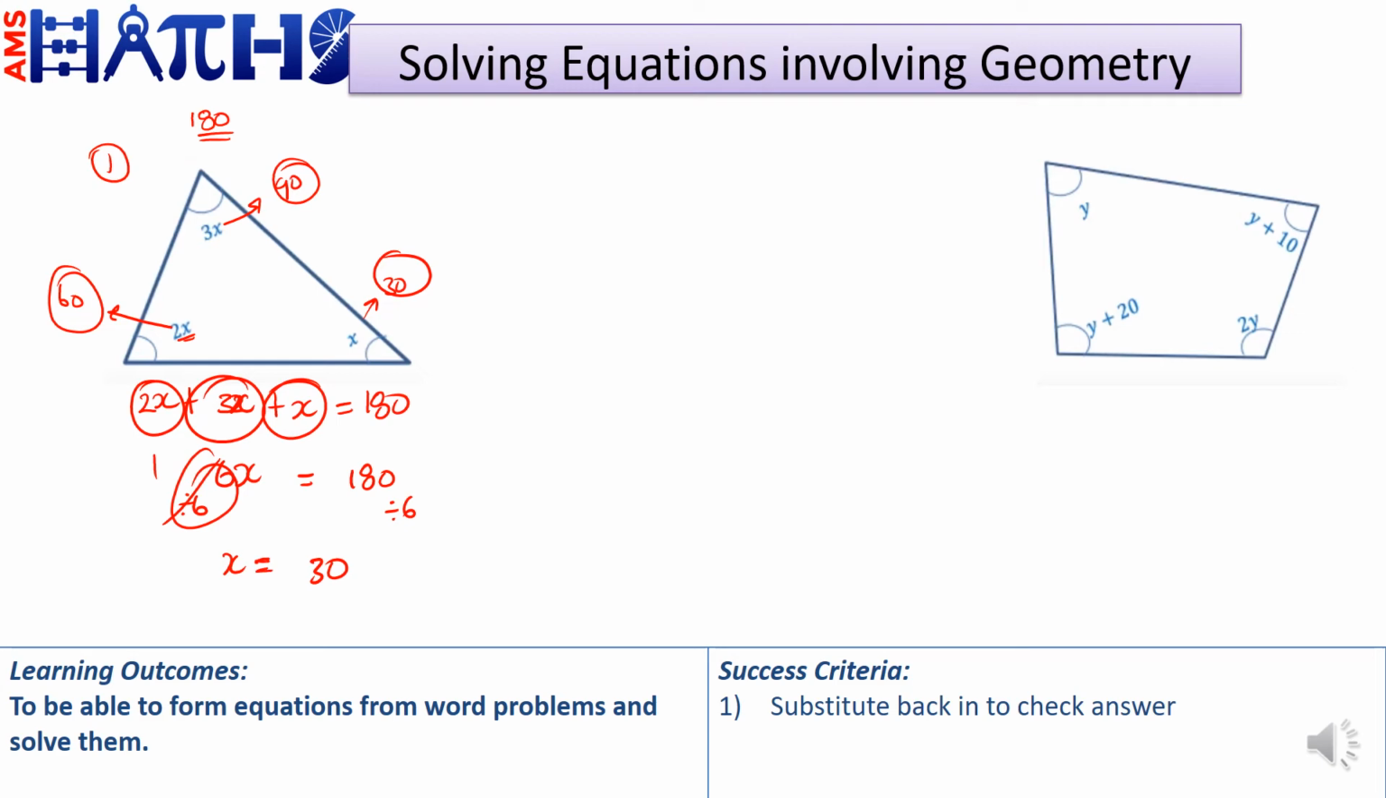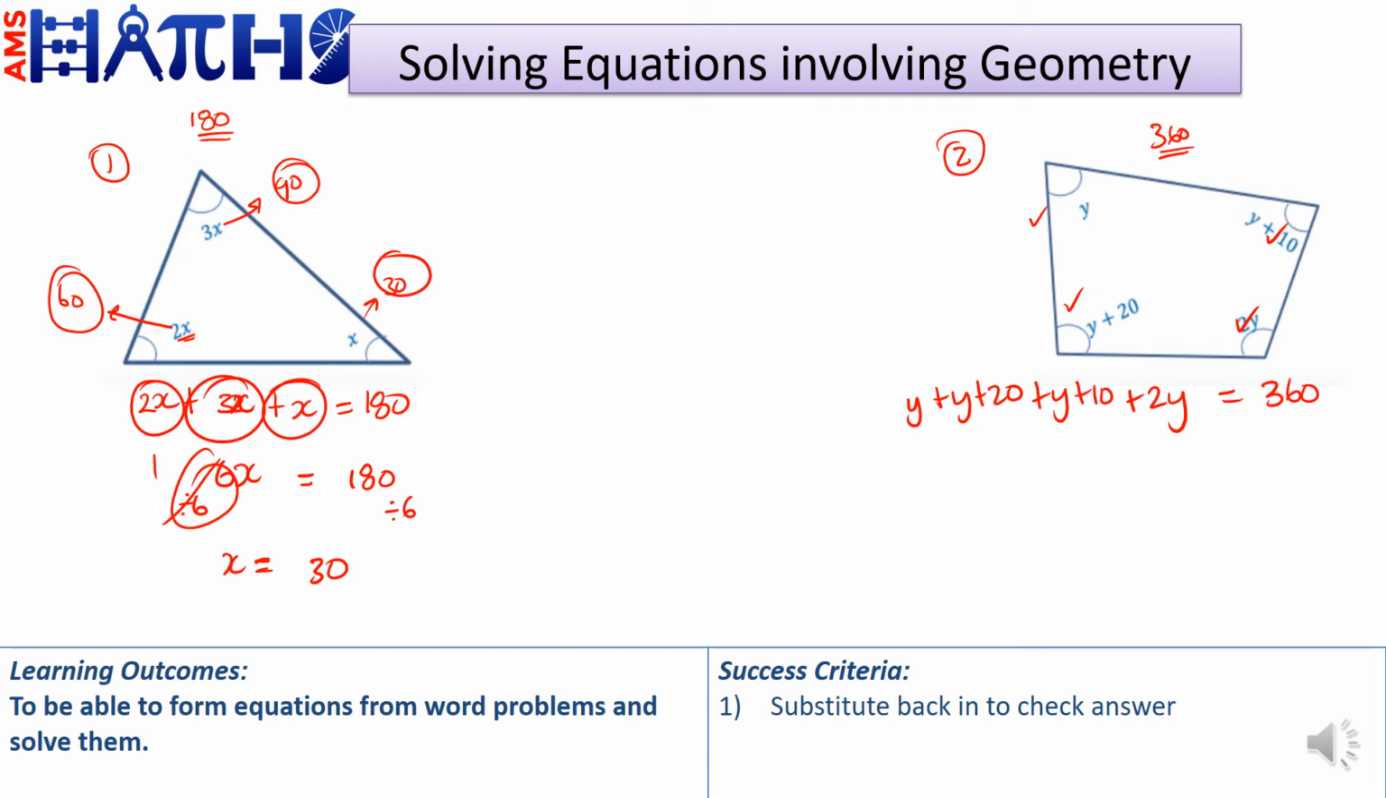Okay, let us look at number 2 example. Now we have a quadrilateral with 4 angles that are unknown, and we need to find out y. So we're going to add all 4 angles, and we know when we add the 4 angles in a quadrilateral, it's equal to 360 degrees. Sum of the angles in a quadrilateral, 360 degrees. So we're going to add all 4 angles, y plus 20, these two, then y plus 10, then 2y, and those 4 angles is equal to 360 degrees.